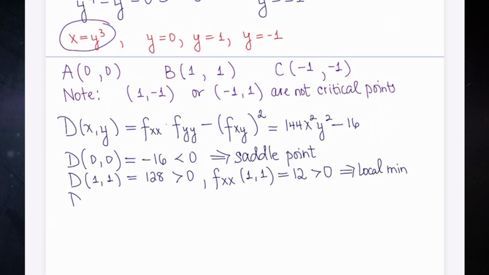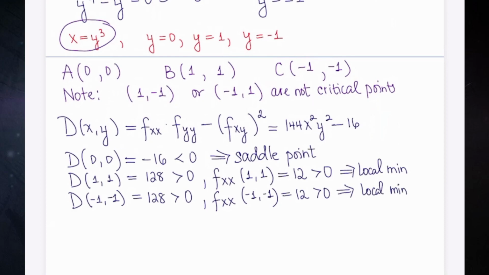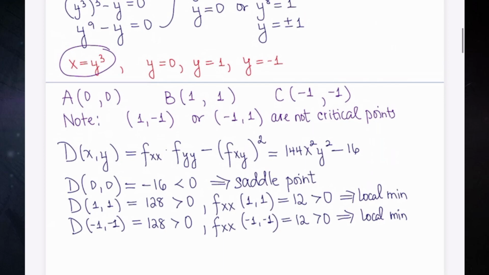Okay, last portion. Okay, at C, what are C coordinates? Negative 1, negative 1. We again get a positive value for the discriminant. And once we evaluate the second derivative, carefully plug this in, we're also going to get 12. So that's greater than 0. That is also local minimum. Okay, so that's how you would proceed with a problem of this type.